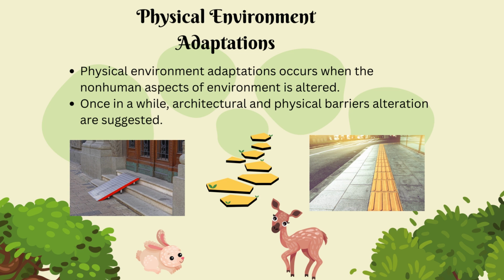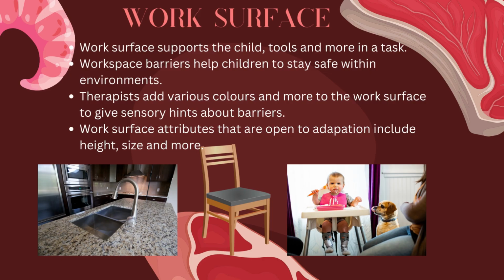Once in a while, architectural and physical barrier modifications are suggested. For example, a family places the computer on a more proper work surface so that a child who uses a wheelchair can use it with comfort. For example, a child in a wheelchair cannot use a normal table, so you have to heighten the table a bit so he can reach the computer.